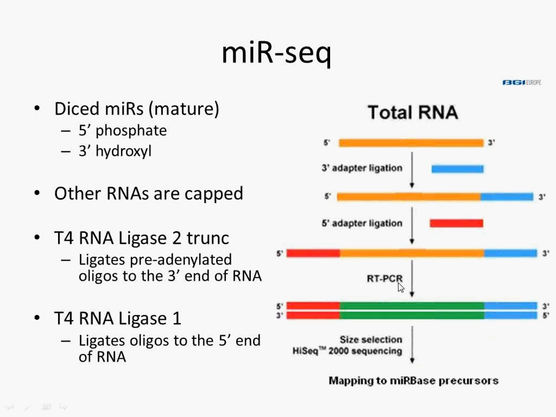So using RT-PCR with primers that match the adapters that we have just ligated to this RNA, we can generate a double-stranded DNA library from mostly microRNA, but it will also include some other small RNA forms. So we do a size selection step. We know microRNAs are anywhere between 18 and 27 bases at most before we throw them on the sequencer and map them to miRNA precursors.